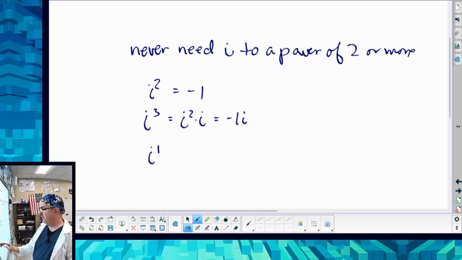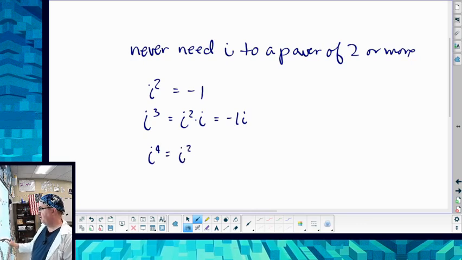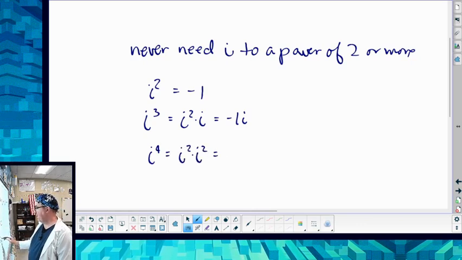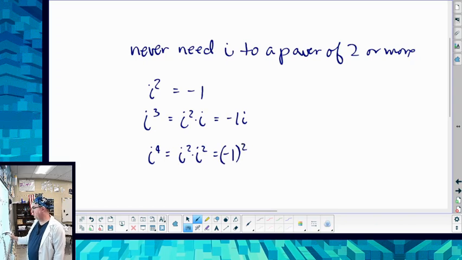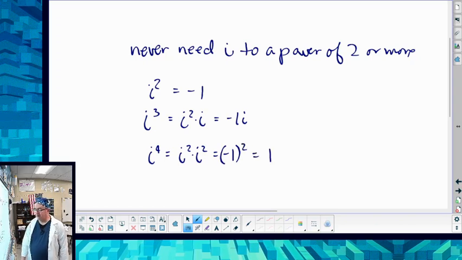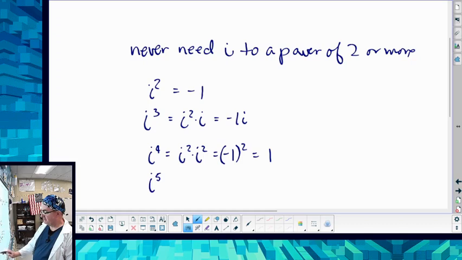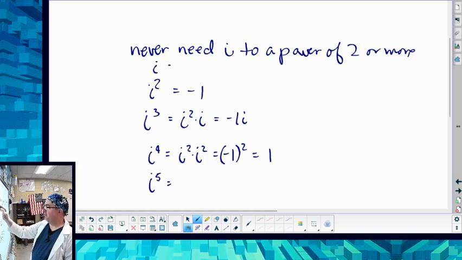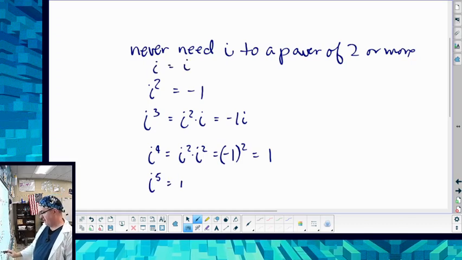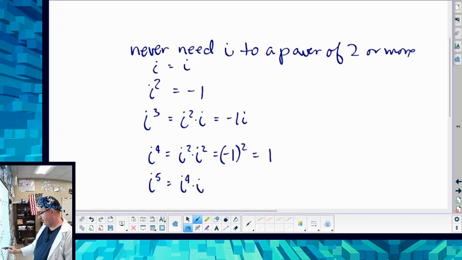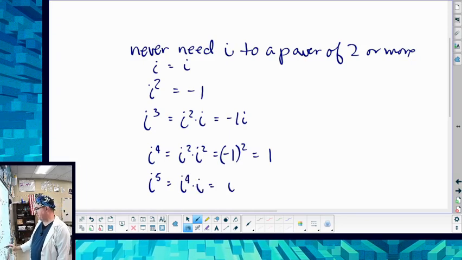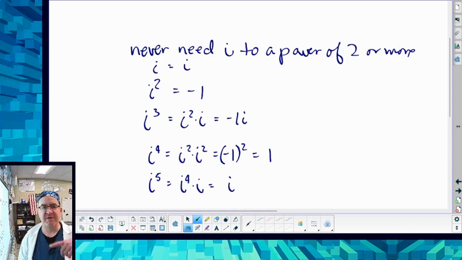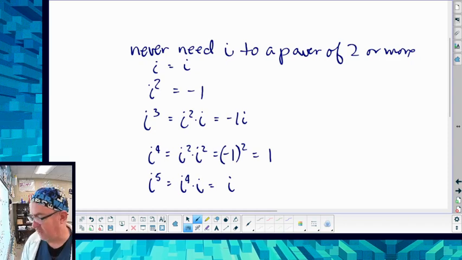If I have i to the fourth, I can break that into i squared and i squared, which is negative 1 squared, which is 1. And then i to the fifth would just start the process all over again, right? Then i to the fifth would be i to the fourth times i, and that's just going to equal i. Okay, I've got another video I can link to that if you want to see more on that.